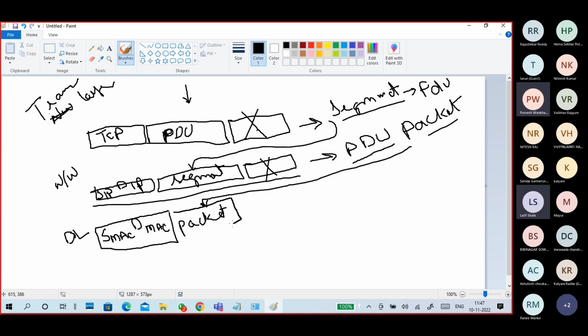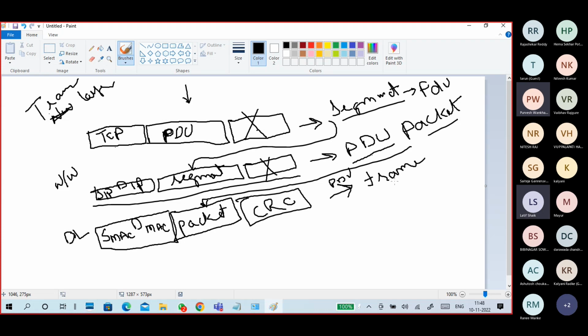Your main PDU, so we have a packet. And one more is added here, that is a CRC, cyclic redundancy check, for error checking purposes. So this is a PDU now. This entire PDU is called a frame.